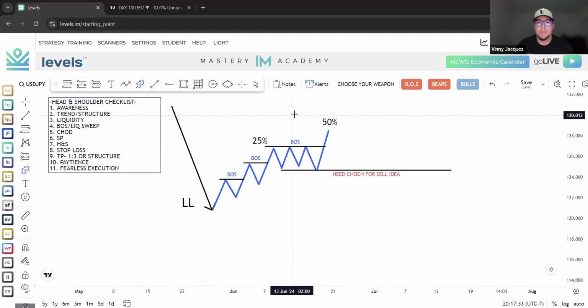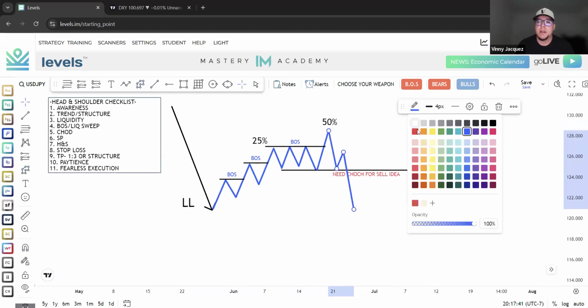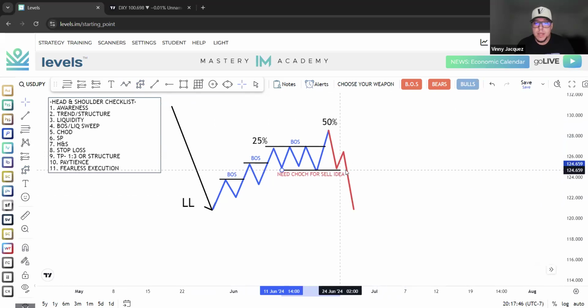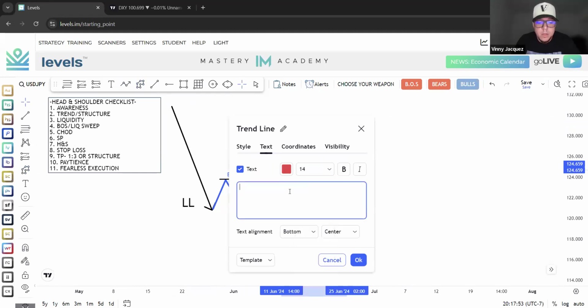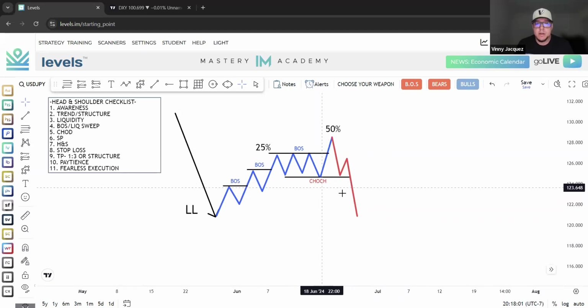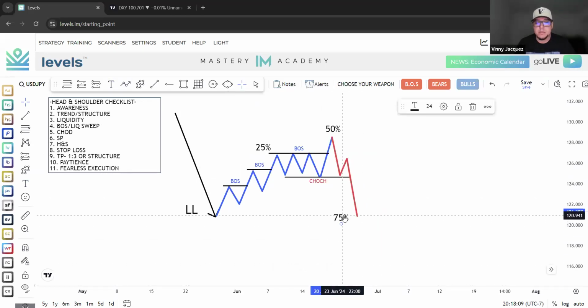So let's go ahead. The market is starting to head down. Boom. We finally get that change of character that we're looking for. So let's update. We were looking for the change of character for the sell idea, and we finally got it. Change of character. Awesome. Now, guys, once we get that change of character, that is now 75%. Once we get 75%, we are now looking for sells. Give me an 8 if that makes sense.